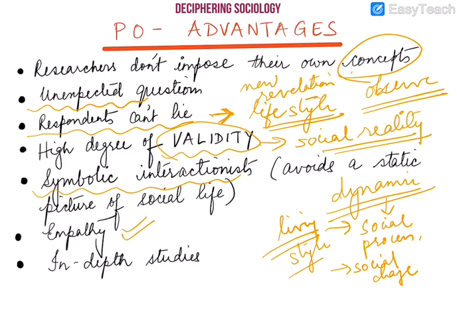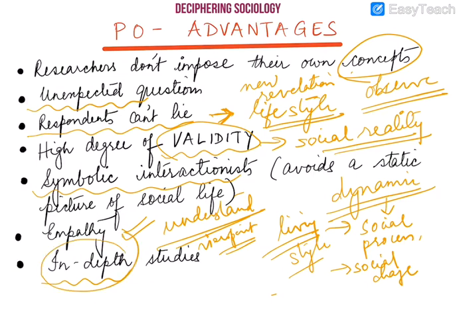Here the researcher also develops empathy, because once the researcher is in their position, he or she tries to put himself in their shoes, and he is in a better position to understand the viewpoint of the people, their opinions, their meanings, and it helps him in in-depth studies of social life. So participant observation has many advantages, and it is quite helpful for the symbolic interactionists.